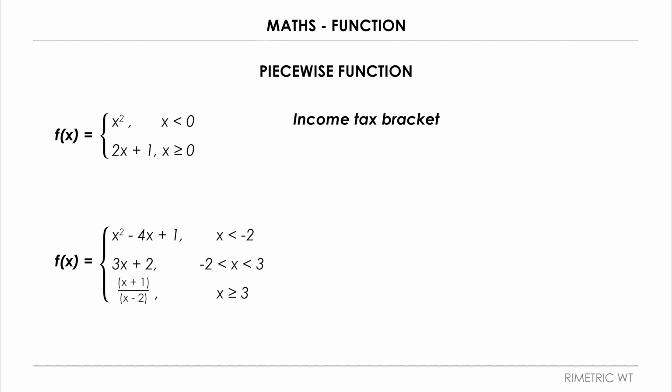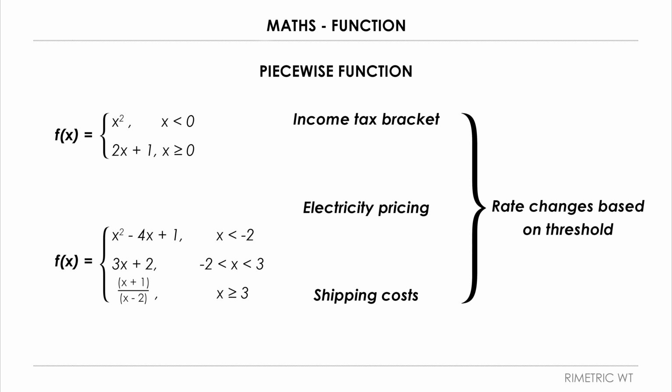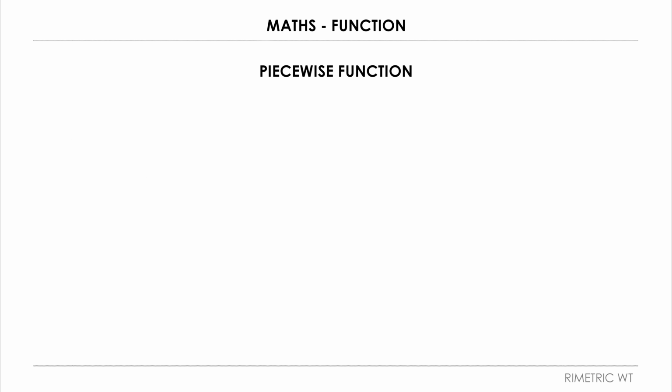Think about income tax brackets, electricity pricing, or even shipping costs. The rate you pay often changes once you cross a certain threshold. By the end of this lesson, we'll know exactly how to interpret, evaluate, graph, and determine the domain and range of these piecewise functions. All right, let's look at the notation on our screen.